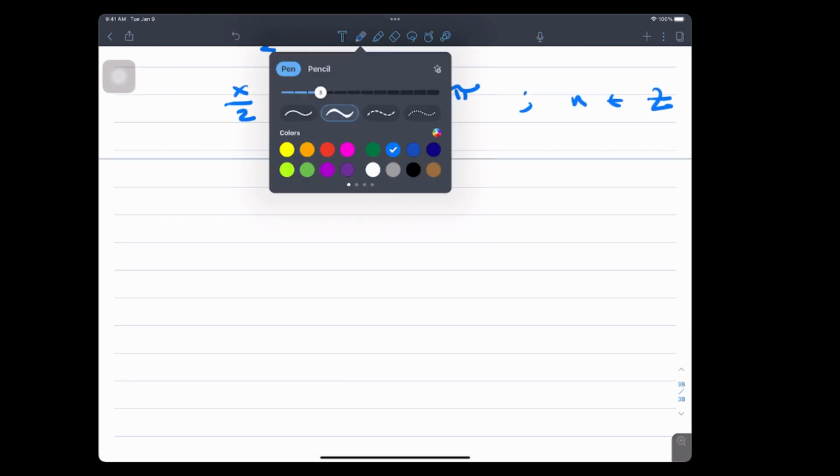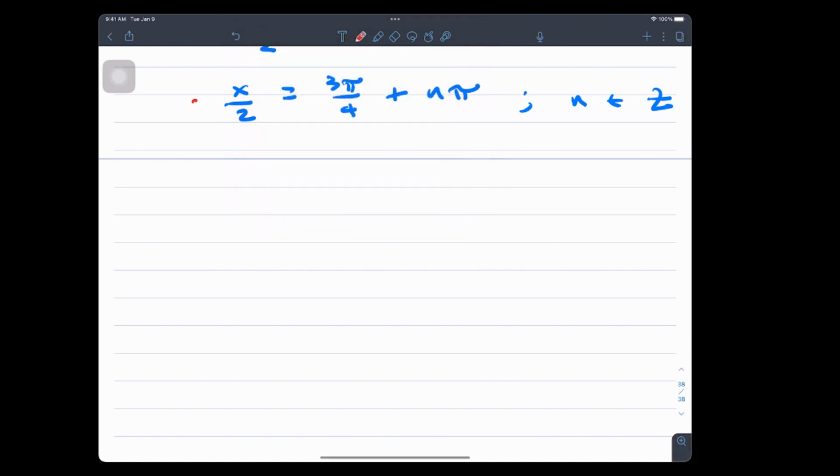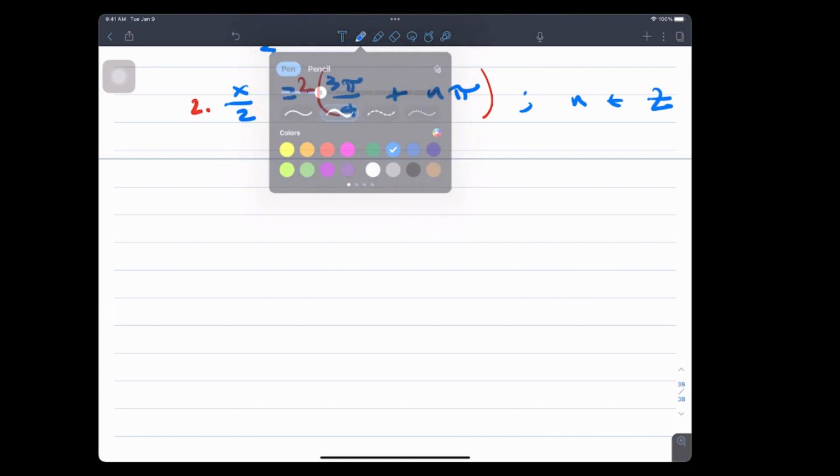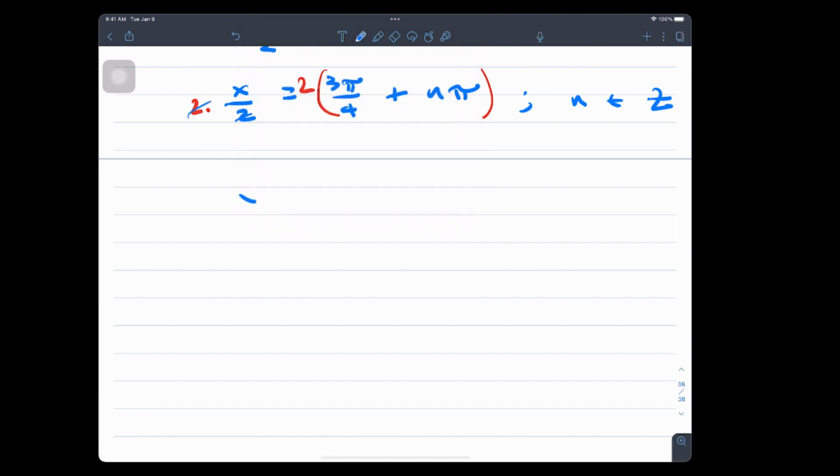All we have to do now is what? What do we do this time? Just multiply both sides by what? By 2. This now says x is going to be 6 pi over 4 plus 2n pi. Just simplify the 6 pi over 4, and that's 3 pi over 2. And remember, n is an integer.